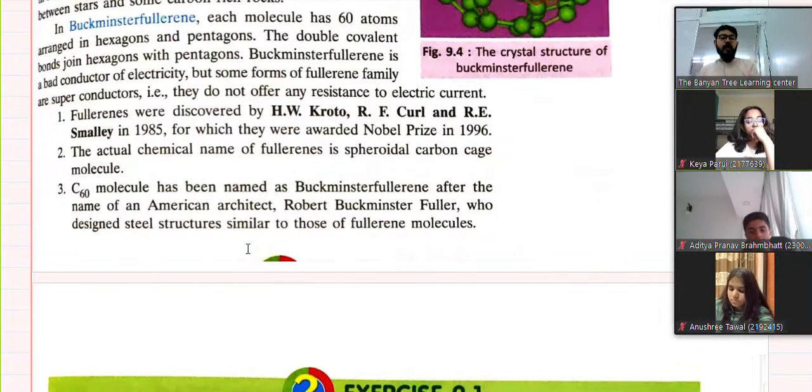इसका uses क्या है अभी तक पता नहीं है. Scientists are still trying to find out कि ये जो allotrope है इसके क्या use है. We don't know till now.